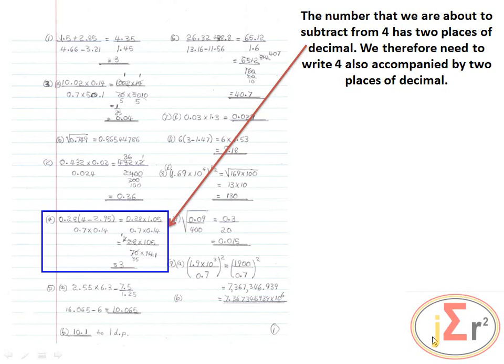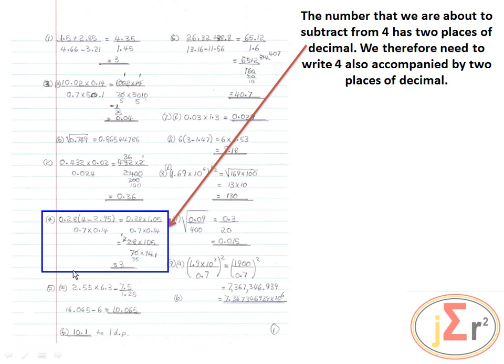The number that we are about to subtract from 4 has 2 places of decimal. We therefore need to write 4 also accompanied by 2 places of decimal. In doing this subtraction, we do not approach the entire thing blindly, and mathematics is surely a subject that requires that we exercise a certain amount of foresight and that we also plan ahead of time.